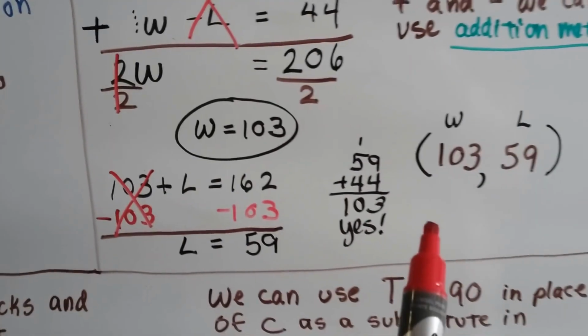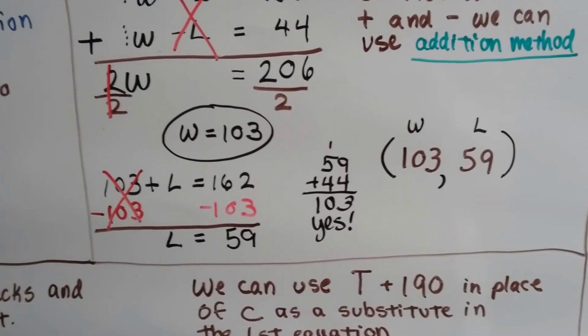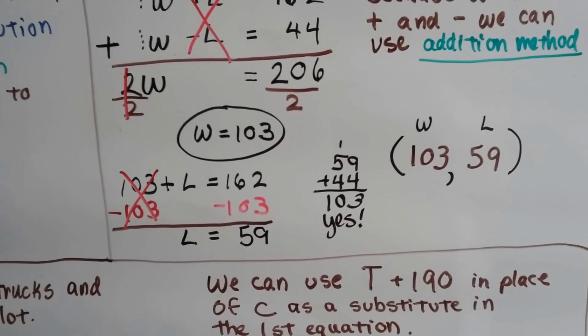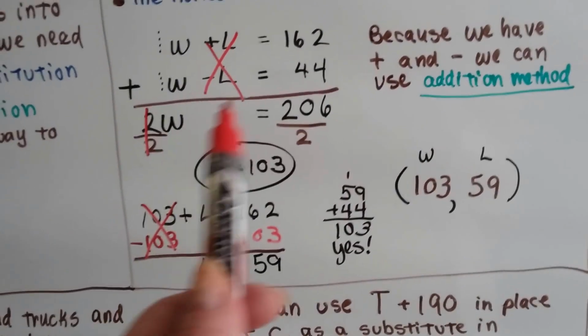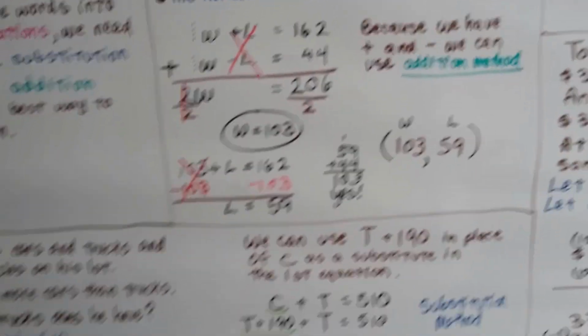So we know that their wins are 103 and their losses are 59. See? If we add 59 and 44, we get 103, just like it said it would happen. All right, let's look at this one.